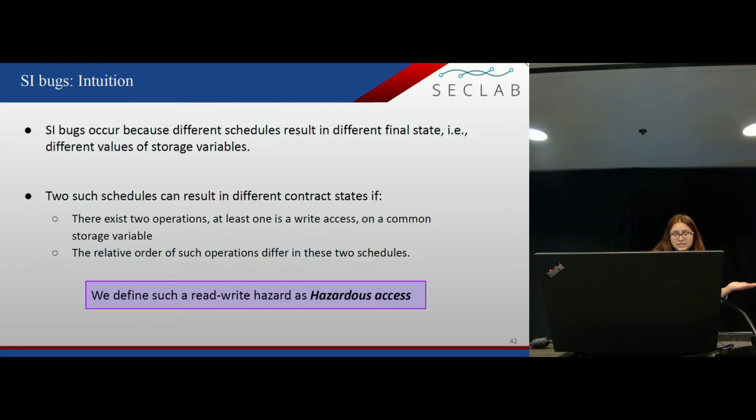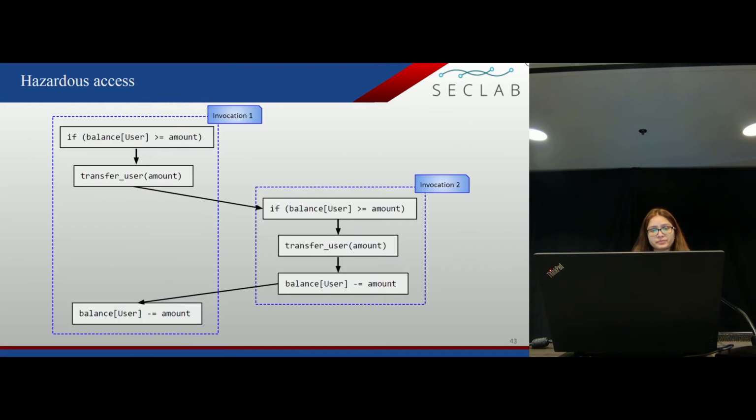So with state inconsistency, what we want to convey is that given two schedules that operate on an initial contract state and result in a different contract state, then there should exist two operations, read or write, and one of them is a write on a common storage variable, such that their relative order of execution differs in these two schedules. So we define such a read-write hazard as a hazardous access. Please note that these two operations from this hazardous access should belong to two different execution paths or two function invocations.